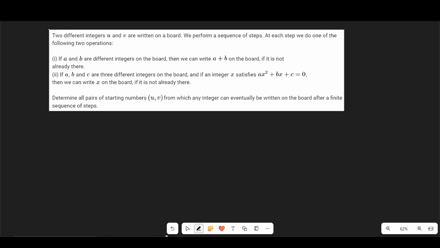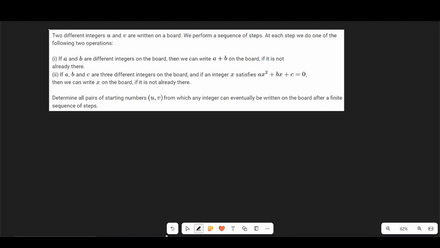The first problem was from the algebra part, and we are given two numbers, u and v, which are written on the board, and we can make two operations. Either we can add these two numbers, and instead of a and b, write a plus b, or if x is a root of the equation ax squared plus bx plus c equals 0, then x can be written on the board. The question was to find every pair of u and v such that from this pair we can generate all integers in a finite number of steps.